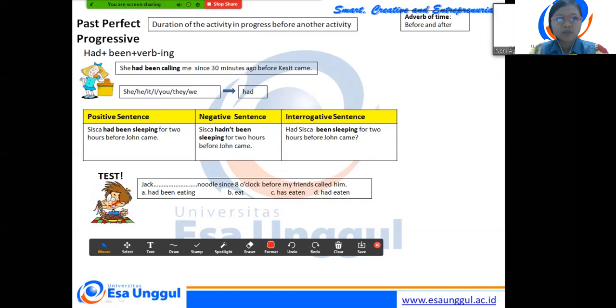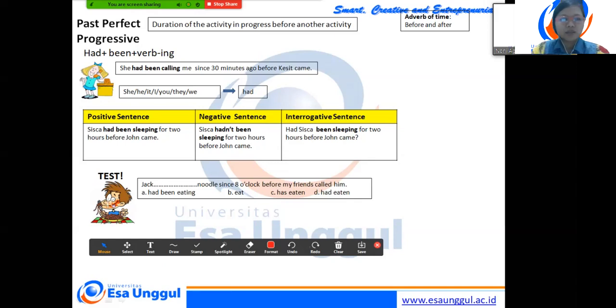And then past perfect progressive. It's similar to the past perfect, but because it is progressive, there is a duration. Look at the example. She had been calling me since 30 minutes ago before Kasit came. So we can see had, been, and verb in.